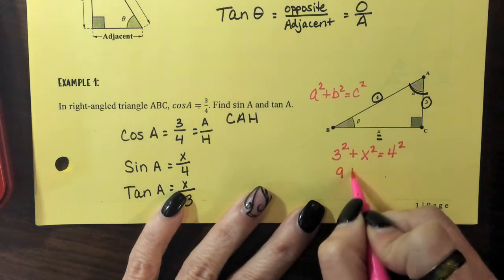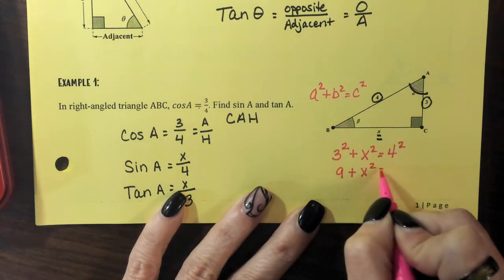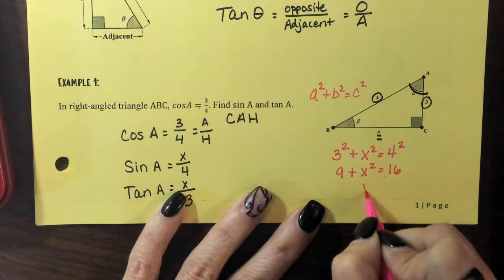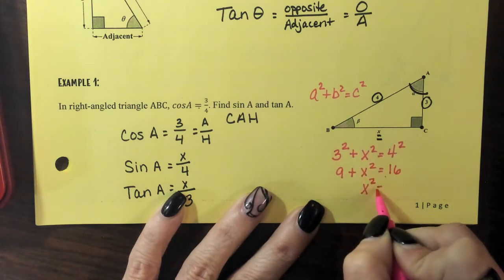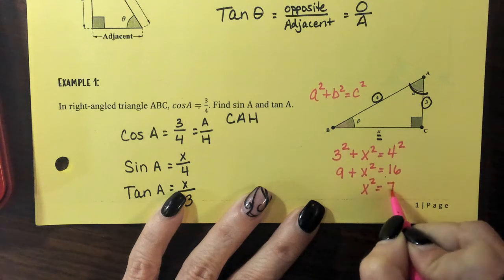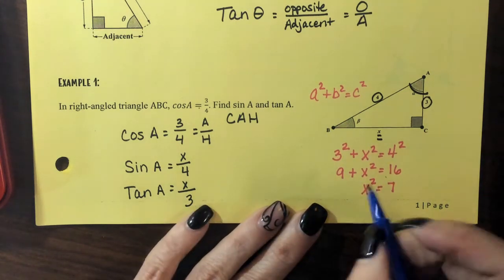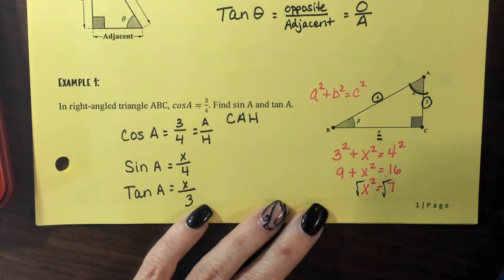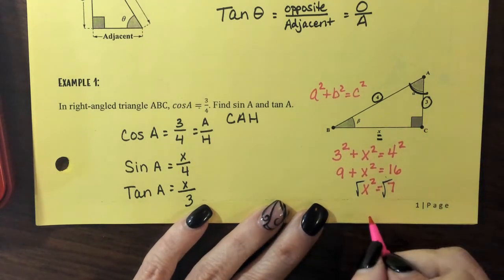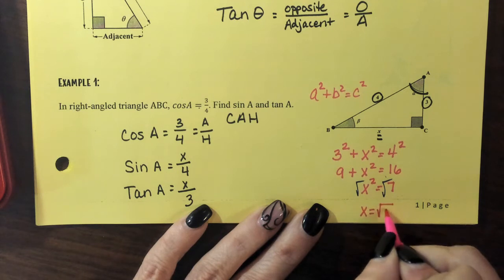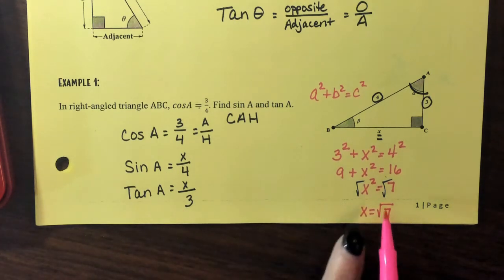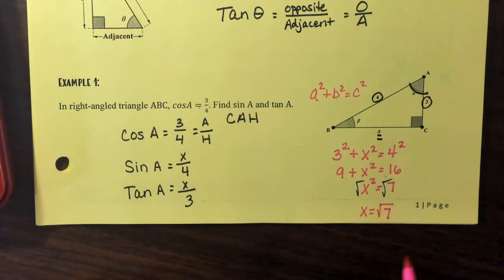So that's 9 plus x squared equals 16. x squared equals 7, because I'm going to subtract 9 from both sides. And then remember, to find the square root, I'm going to take the square root of both sides. And so x equals the square root of 7. Now, I'm not going to put a value there. I'm going to keep it as the square root of 7.